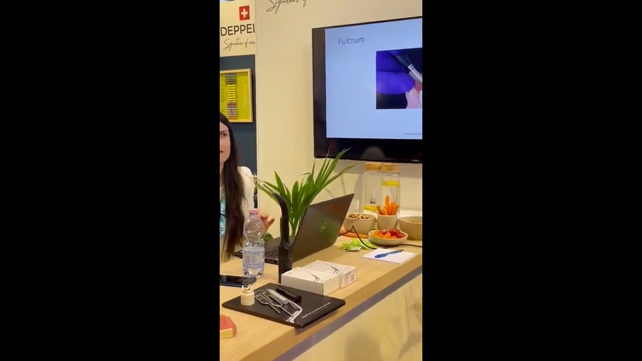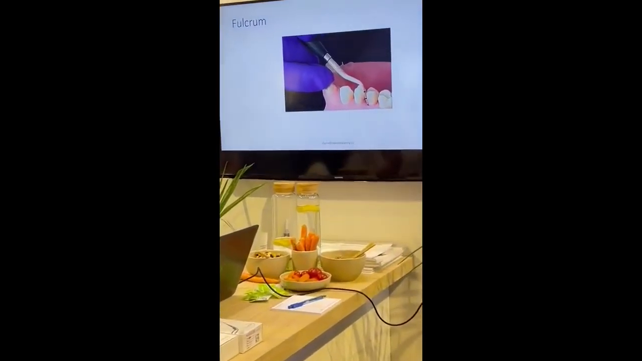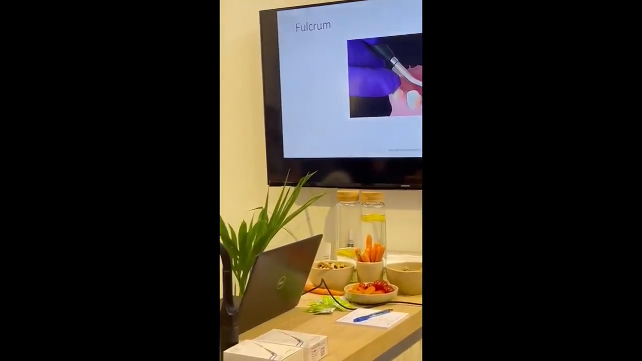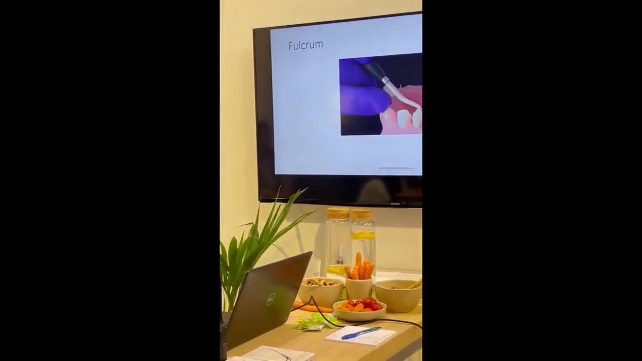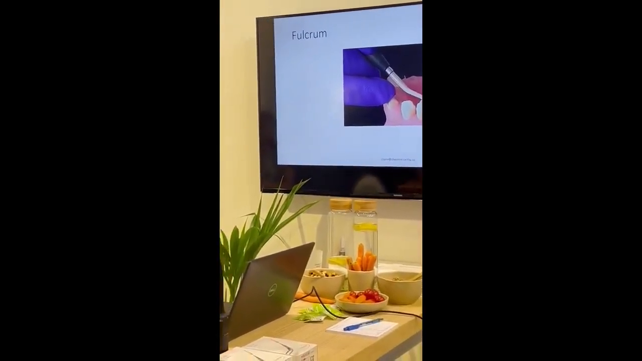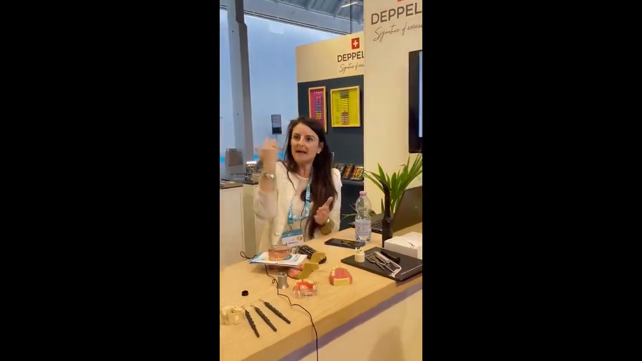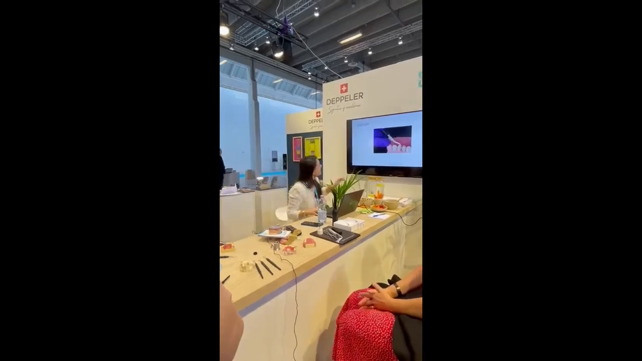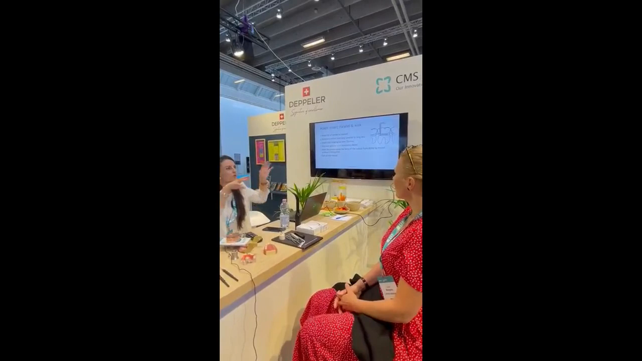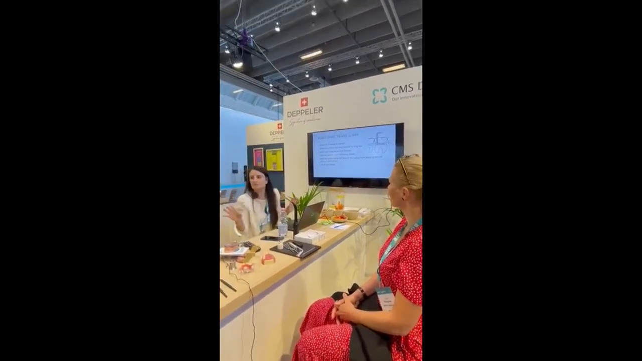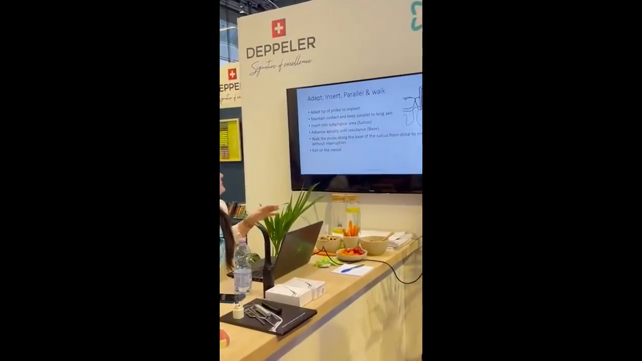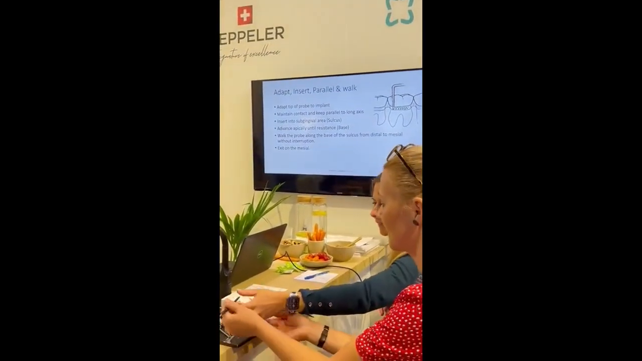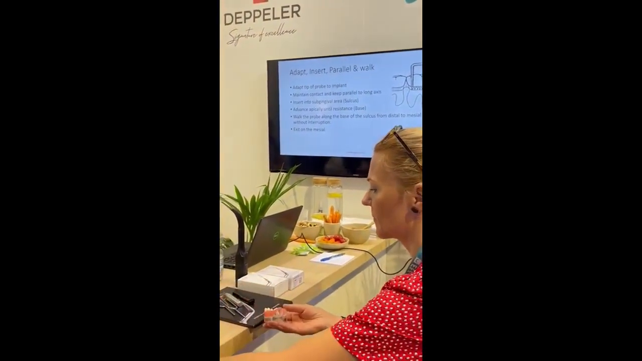But the very important thing when it comes to probing implants is your fulcrum, because the fulcrum is what's giving you the stability and the control to get that implant probe down there without penetrating through the perimucosal seal, and we'll all die. Okay, so adapt. This is if you want to learn some more things about probing. Who knew there were so many things to know about just probing, right? But it's adaptation, insertion, paralleling, and walking. Parallelism is a word we love to use in probing.